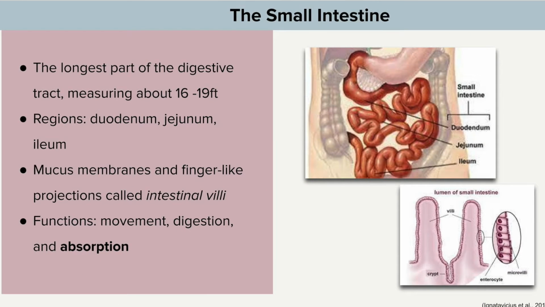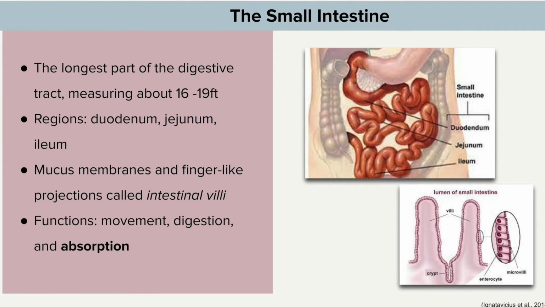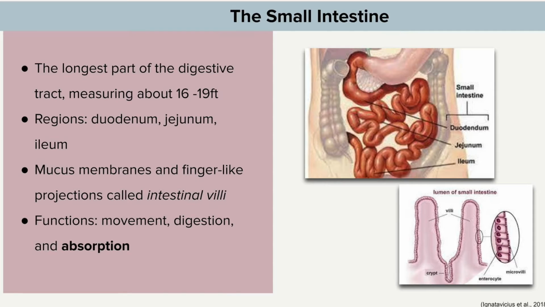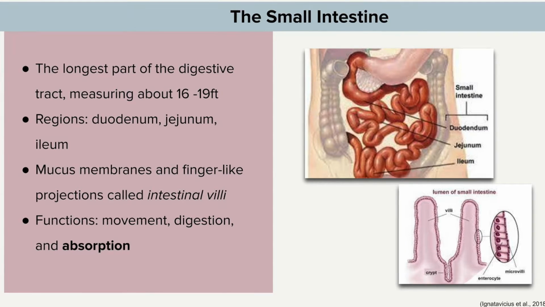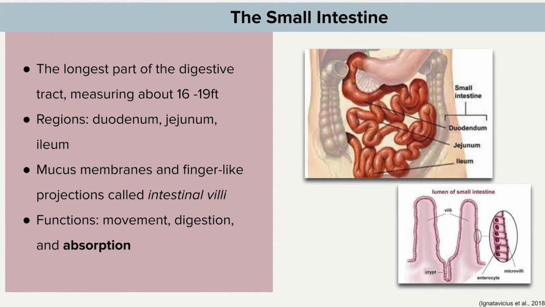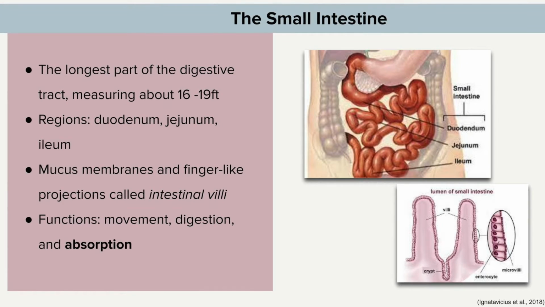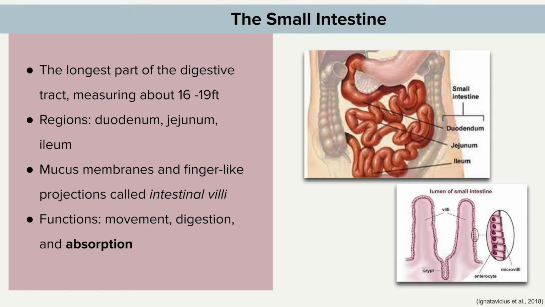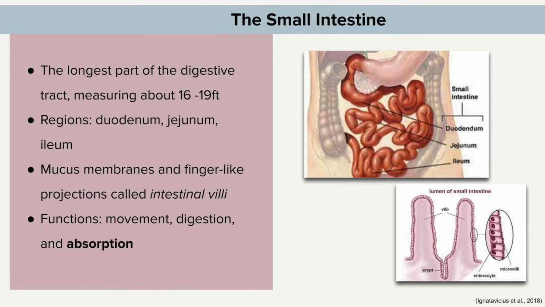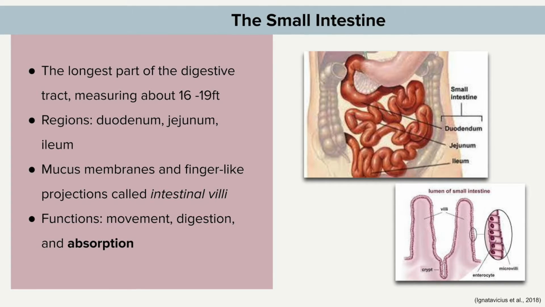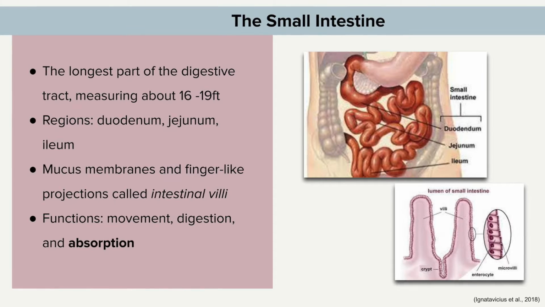The small intestine is the organ affected by small bowel obstructions. It is the longest part of the digestive tract with a length of about 16 to 19 feet. It has three regions. The most proximal is called duodenum, which is attached to the stomach. The next 8 feet is the jejunum, and the last region is the ileum, which is connected to the larger intestine via the ileocecal valve.